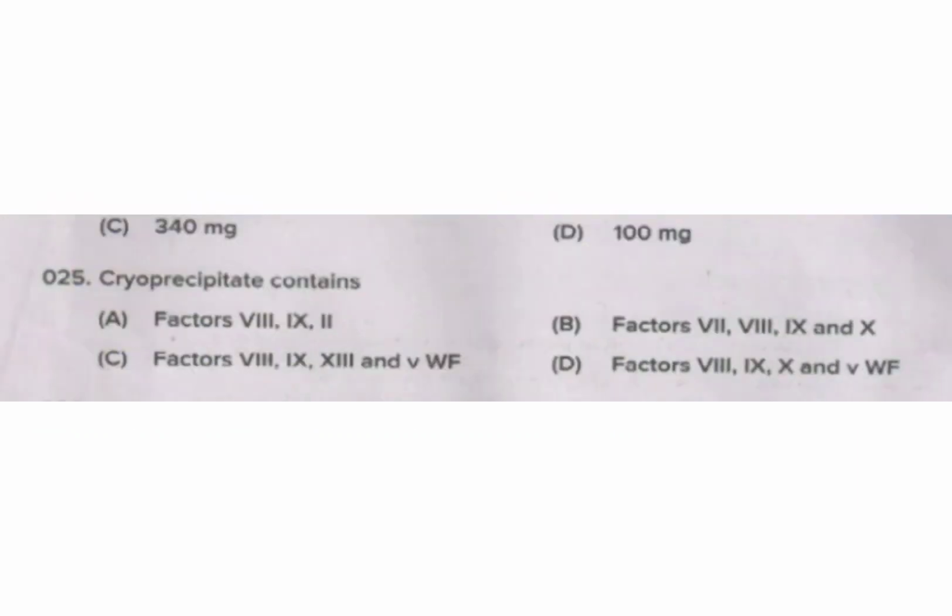Next question, cryoprecipitate contains: option A factor 8, factor 9 and factor 2; option B factor 7, 8, 9, 10; option C factor 8, factor 9, factor 13 and von Willebrand factor; option D factor 8, factor 9, factor 10 and von Willebrand factor. The answer is option C. Cryoprecipitate contains factor 8, factor 9, factor 13 and von Willebrand factor.